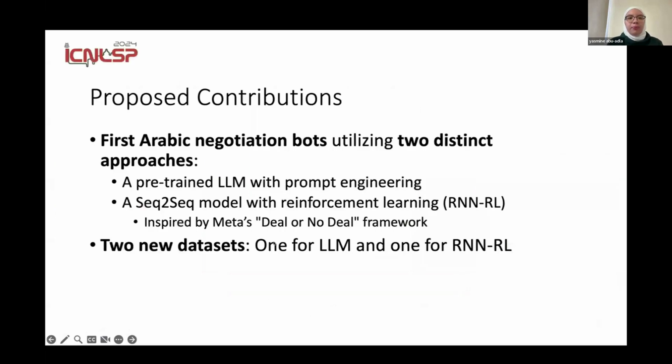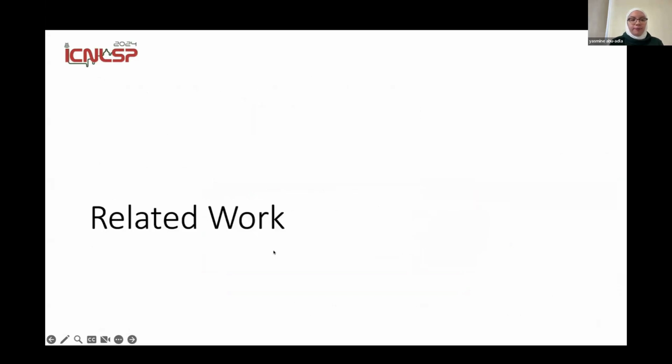Therefore, the contribution of our paper is as follows. We first present the first Arabic negotiation bots using two distinct approaches. The first is a pre-trained LLM with zero-shot prompting and a sequence-to-sequence model with reinforcement learning known as RNN-RL, which was inspired by Meta's deal or no deal framework. And we proposed two new datasets, one for the large language model and the second for the RNN-RL model.